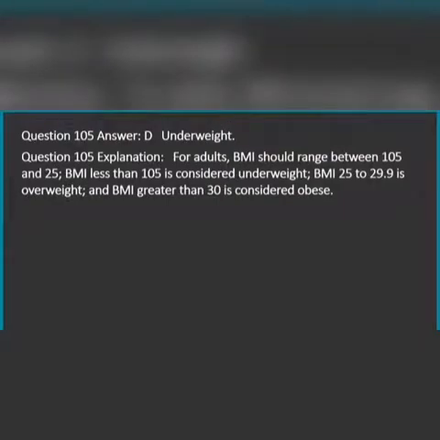Question 105. Explanation: for adults, BMI should range between 18.5 and 25. BMI less than 18.5 is considered underweight, BMI 25 to 29.9 is overweight, and BMI greater than 30 is considered obese.